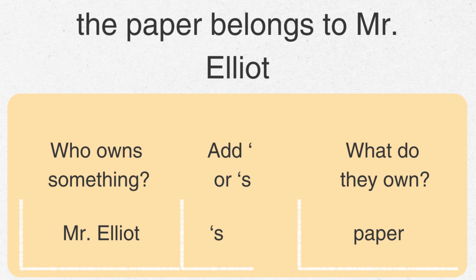Here, the paper belongs to Mr. Elliot. Mr. Elliot is the owner. Mr. Elliot does not end in S, so we're going to add an apostrophe S. And what he owns is the paper. So the possessive would be Mr. Elliot's paper. Let's look at another example.